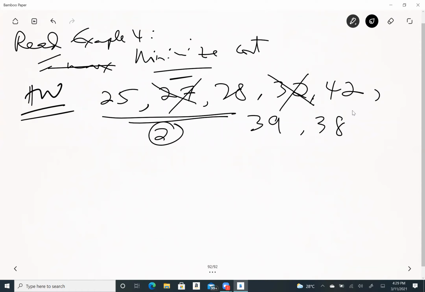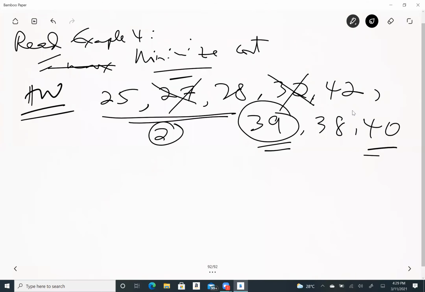All right, so let us do one question on minimization, minimization of cost. Let us do question number 39. Number 38 is also minimize cost. Okay, so we are going to do 39.